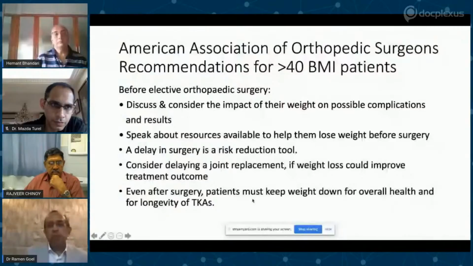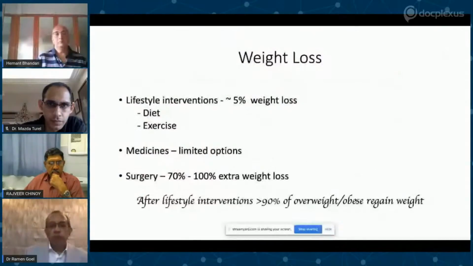Even after surgery, patient must keep weight down. Just because they had a surgery and pain has gone, they should not forget that they are overweight, because keeping the weight down also helps improve the longevity of the artificial joint, as Dr. Chinoy had mentioned. So we go quickly to the weight loss part.